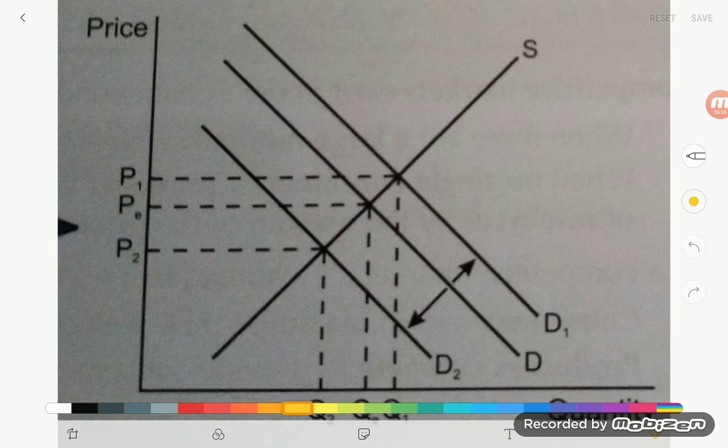So you might want to pause the video now and jot that down word for word. So I'll repeat one more time. If demand increases from D to D1, the price will increase from PE to P1, and supply will extend from QE to Q1, creating a new equilibrium. Conversely, if demand decreases from D to D2, then the price will fall to P2 and supply will contract to Q2, again creating a new equilibrium.